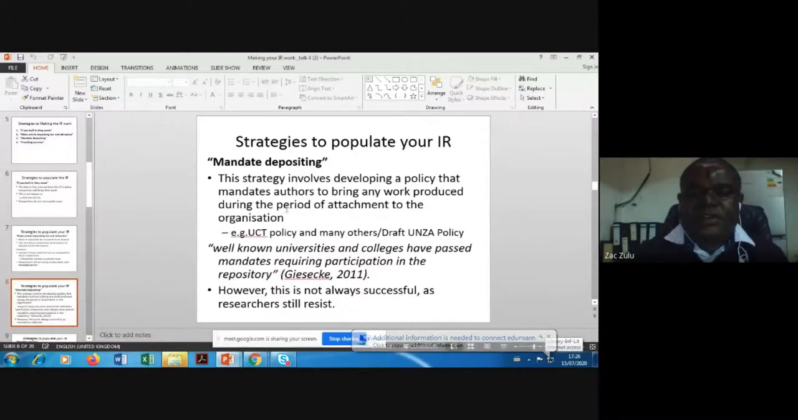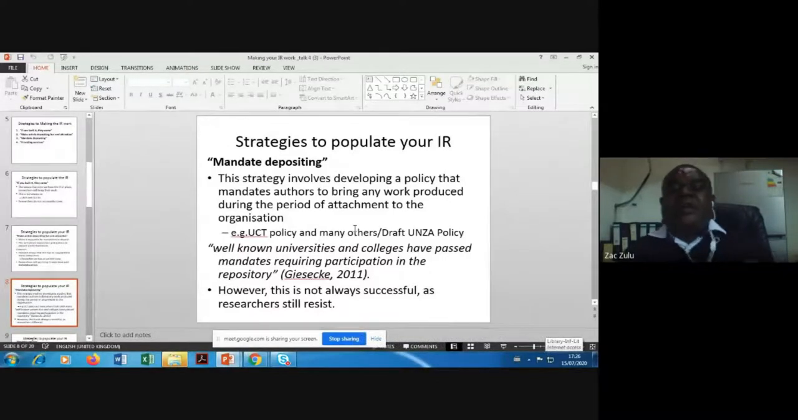Okay. So another strategy is mandated depositing. Like I said earlier, in our policy now, it's a requirement that the faculty, if they are working for the University of Zambia, we don't even need to consult them like we used to some years back. We just come across that journal on the internet.